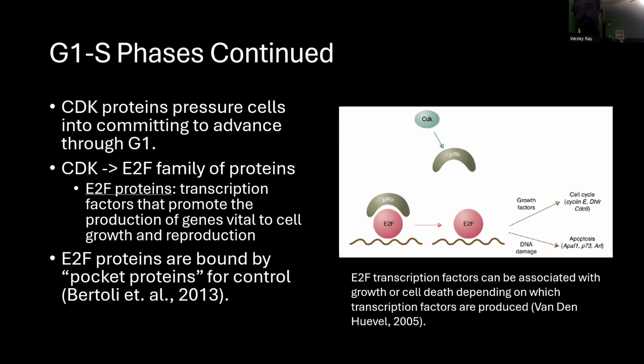E2F transcription factors can be associated with growth or cell death, depending on which transcription factors are produced. There are different E2Fs to produce different transcription factors. Some of them promote growth and development. Some of them promote not growth and development. Some of them are leading to the apoptotic pathway, things like ARF and P73. Okay. The cyclin proteins, the CDC proteins, those are growth factors. Those are useful to the cells. We'll talk about cyclins a little bit more as we go on, and I've seen ARF pop up a lot in literature.